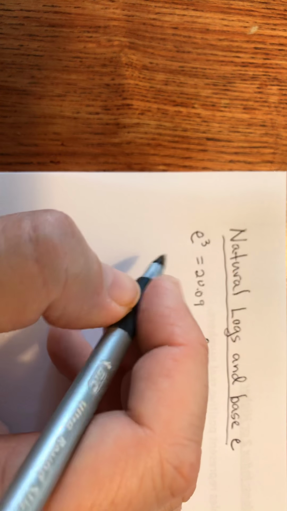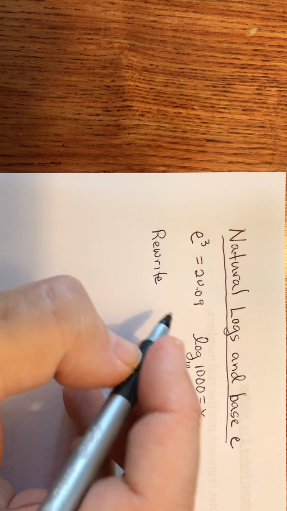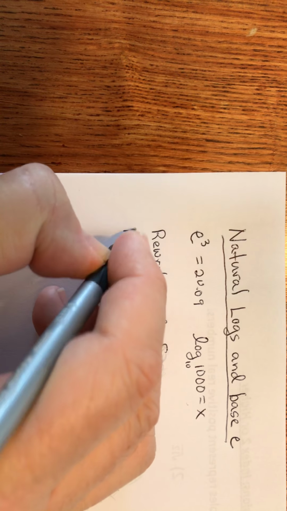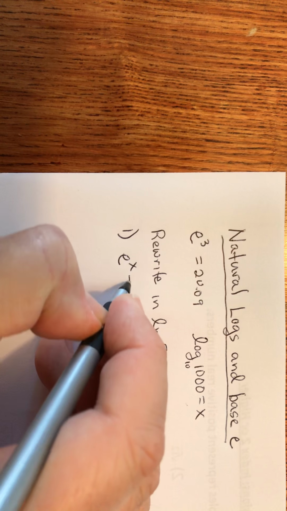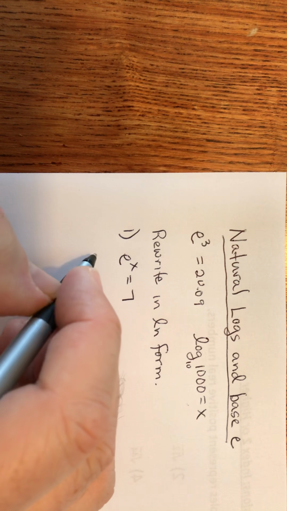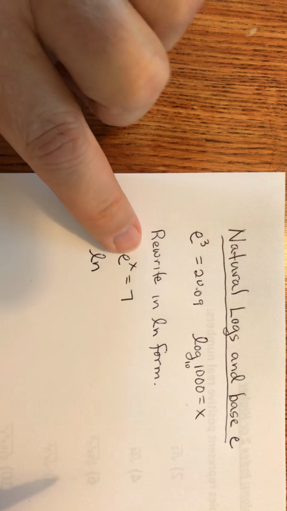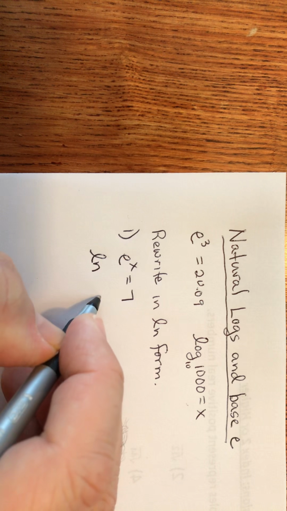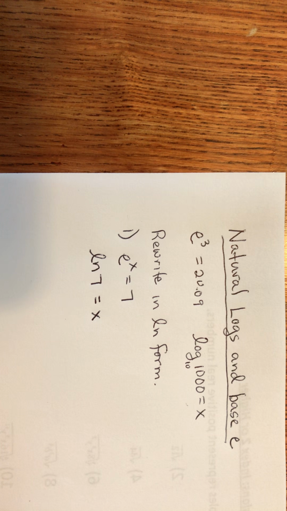But what I want to do first is rewrite in ln form, also known as natural log. So let's say we have e to the x power equals 7. This is exponential form. I want to write it in natural log form. Because we have a base of e, we use natural log. And if you remember, the exponent always goes on the other side of the equal sign. So this would be written as natural log of 7 equals x.